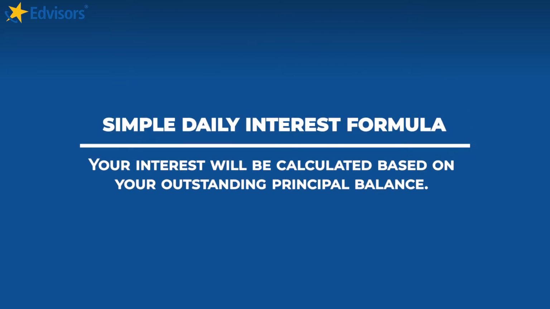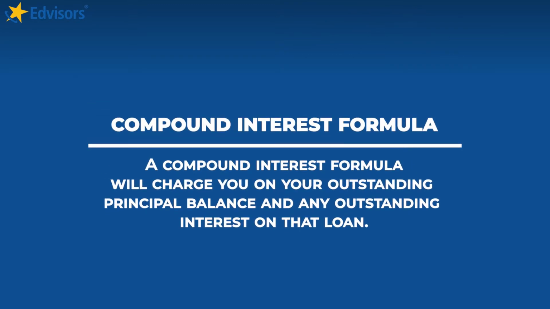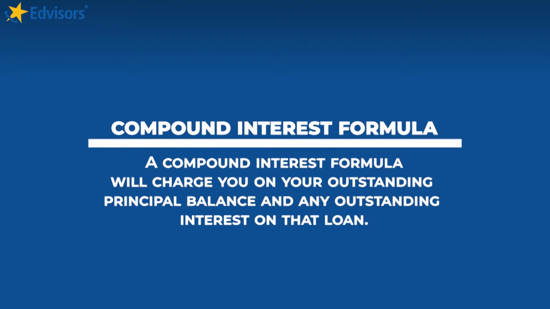Essentially, you will only be charged interest on your outstanding principal balance, not on your outstanding principal balance and any outstanding interest you have. So that's important to keep in mind on how a simple daily interest calculation is used. And just in case you encounter something that's talking about compound interest, a compound interest formula will charge you interest on the amount you borrowed, your principal balance, as well as any outstanding interest you also have.